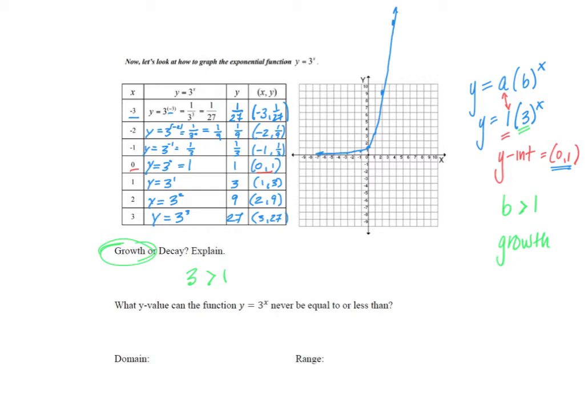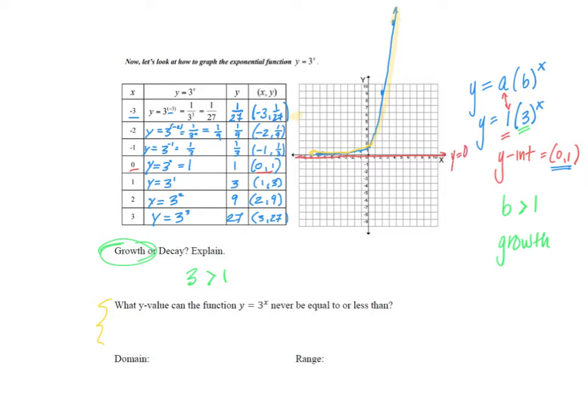All right, so let's consider this situation. What y value can the function y equals 3 to the x never be equal to or less than? Well, as my x's got larger and larger and larger, you could see that my graph increased exponentially. And as my x's got smaller and smaller and smaller, the value in the denominator increased where my value in the numerator did not change. So this value or curve here is getting smaller and smaller and smaller, but it actually never touches that x-axis. So this x-axis here is represented by y equals 0.